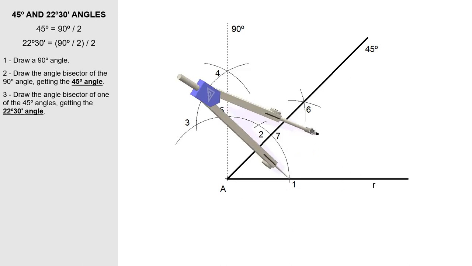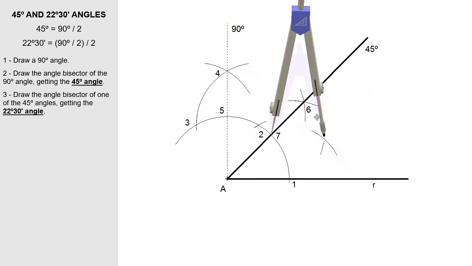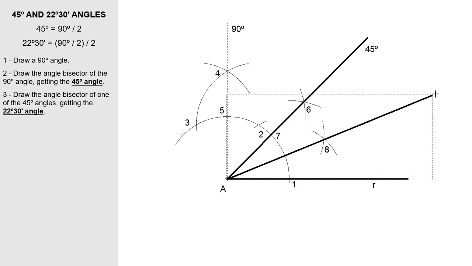Using points 1 and 7 as centers and the same radius, the one we want, we draw two arcs that meet at point 8. The semi-straight line that starts at point A and goes through point 8 is the angle bisector of the 45° angle and divides it into two 22° 30' angles.